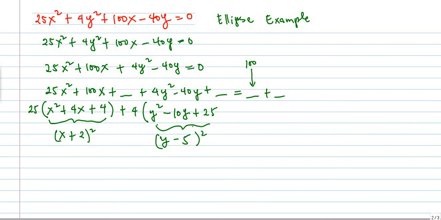Okay, so we have this one. Now if you have noticed, we add 25 here. So 25 times 4, that is 100. Again, we will add here 100 because we add 100 on this side. So that we have here plus 4 and then 25, that is equivalent to 100 plus 100, that is 200.